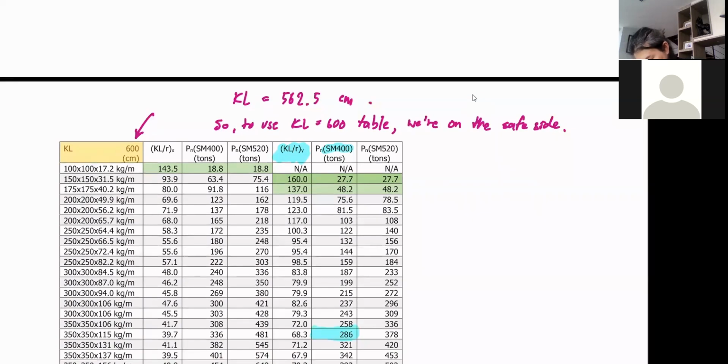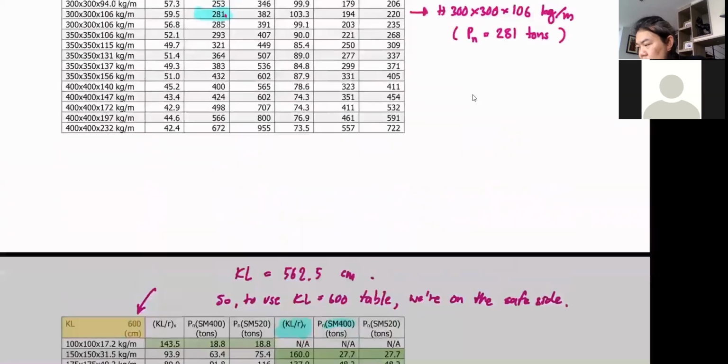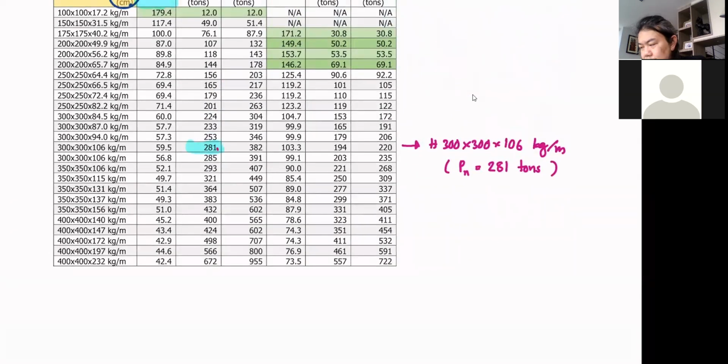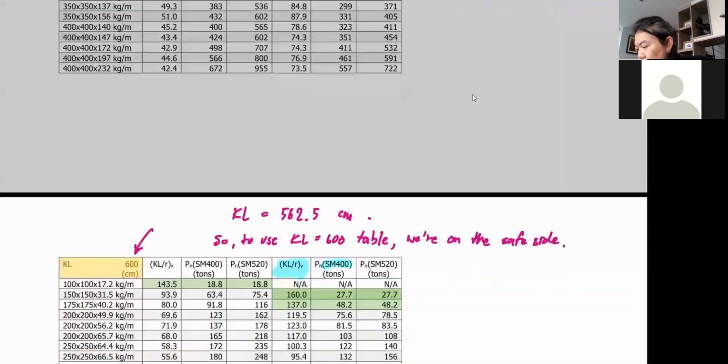So, in considering the buckling in Y direction, we end up with H350 by 350 by 131 kilogram per meter. And look at this. When you choose this one, it's larger than what you choose for KL over RX. But that is the one that we have to go for because it is going to be the one that governs, correct?